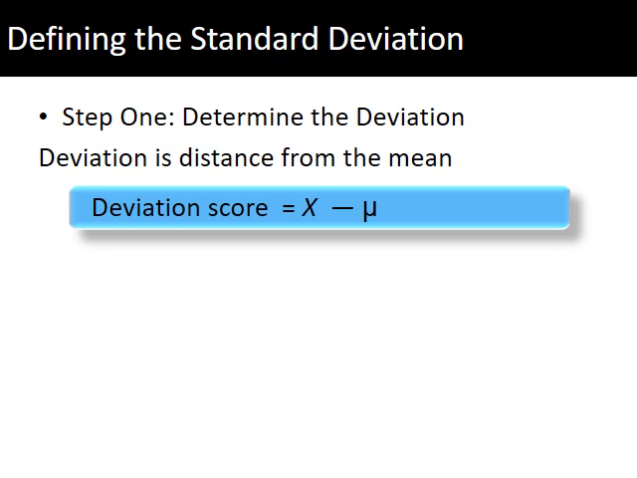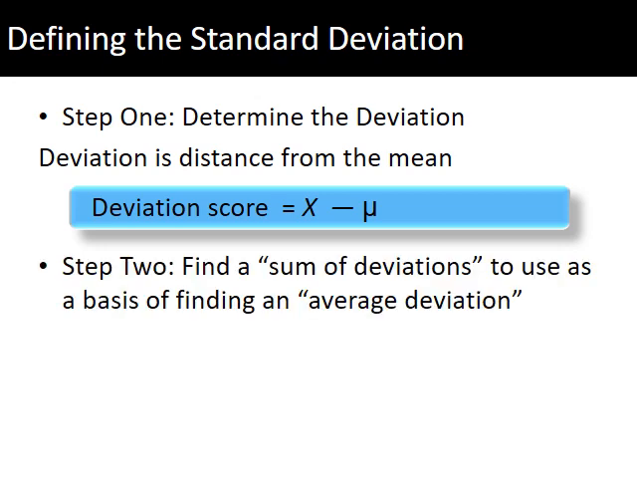Okay, so step 1 in determining a standard deviation is to take the distance between each score and the mean. We're going to do that for all the scores in a distribution. And we're going to sum the differences. Sum the deviations. The deviations again being the score minus the mean. That's the deviation or the difference. We're going to sum all of those. We're going to find a sum of deviations to use as a basis for finding the average deviation.